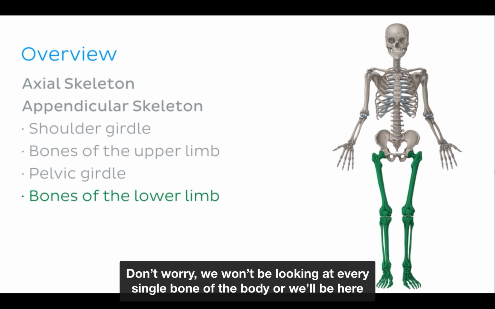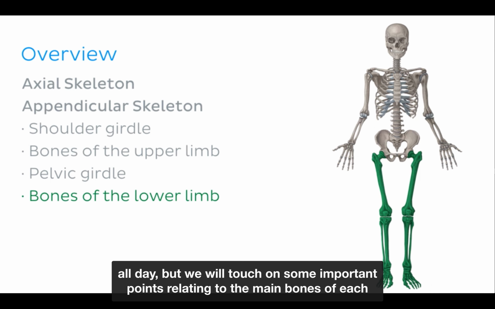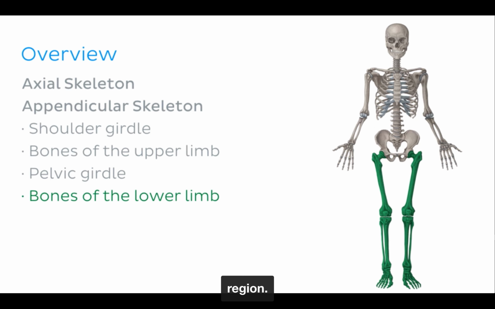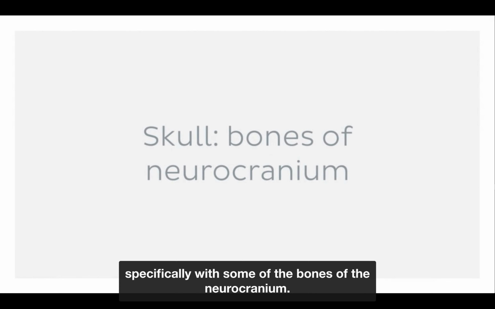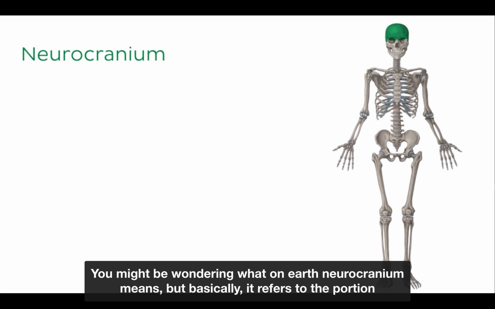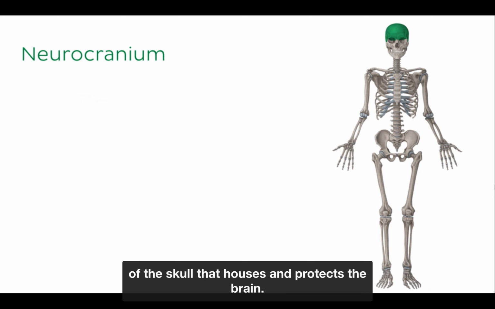Don't worry, we won't be looking at every single bone of the body or we'll be here all day, but we will touch on some important points relating to the main bones of each region. So let's start with the axial skeleton, where we'll begin with the skull, starting specifically with some of the bones of the neurocranium. You might be wondering what on earth neurocranium means, but basically it refers to the portion of the skull that houses and protects the brain.